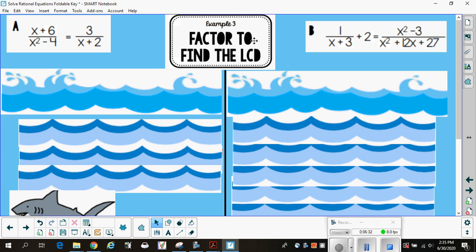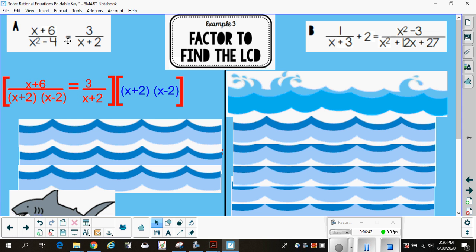Finally, we're going to factor to find the LCD. We're still going to multiply by the least common denominator, but here we've got to work a little harder because we have x squared minus 4 and x plus 2. So I'm going to factor the x squared minus 4 to x plus 2 times x minus 2. The denominator underneath the 3 is just x plus 2. When I take a look at that, I notice that the least common denominator will be x plus 2 times x minus 2. Here's my least common denominator.